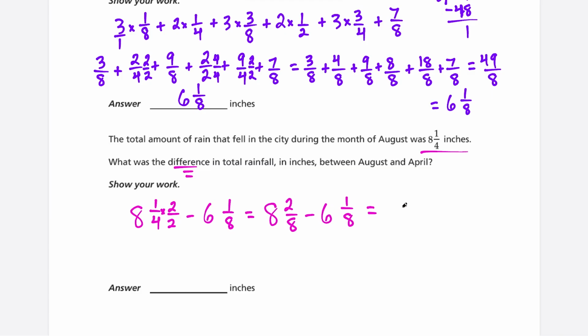So we have 8 minus 6 is 2. And then we have 2/8 minus 1/8 is 1/8. Okay, I'm just doing 2 minus 1 is 1, and I keep the denominator the same. So the difference in total rainfall in inches is 2 1/8 inches.